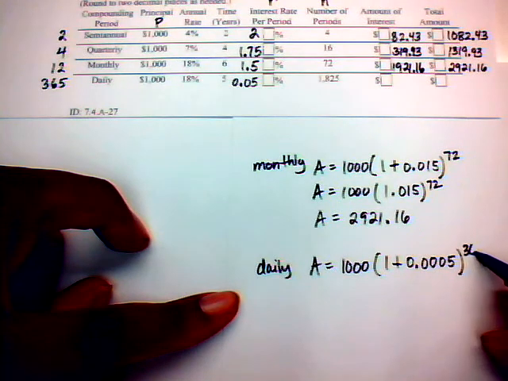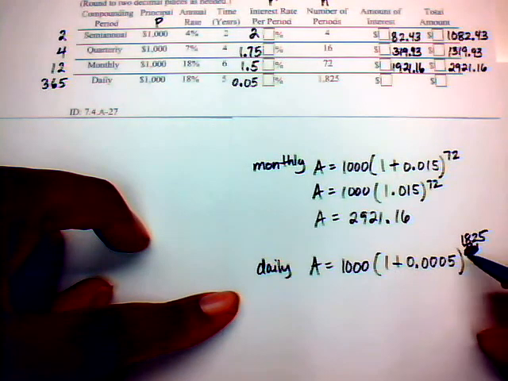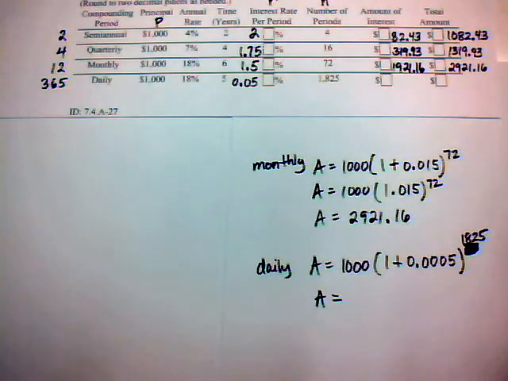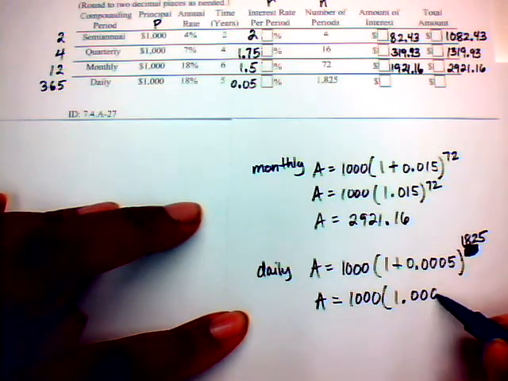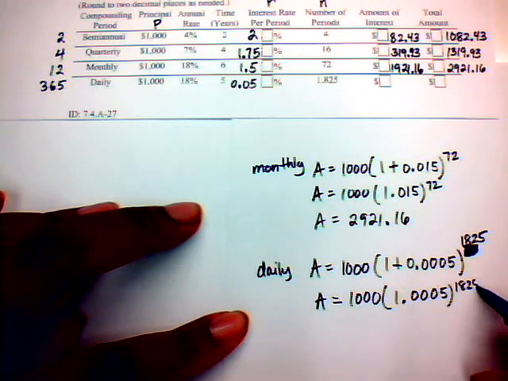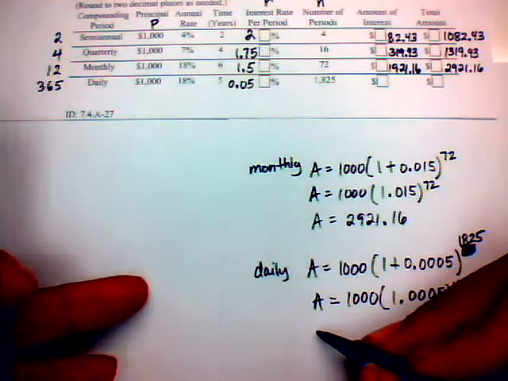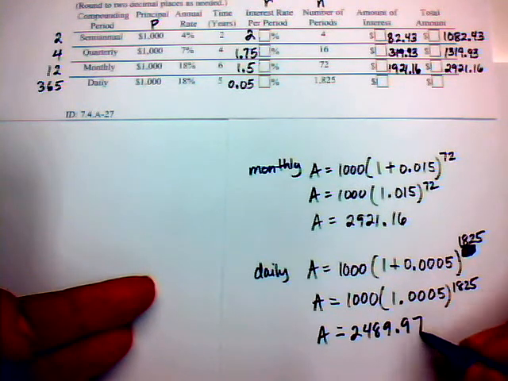And that's raised to the 360, actually 1825. N is the number of periods. So that's 1825 as your exponent. And this will be 1,000 times 1.0005 to the 1825th power. Let's see what that would be. Times 1.0005 to the 1825th. That'd be $2,489.97.